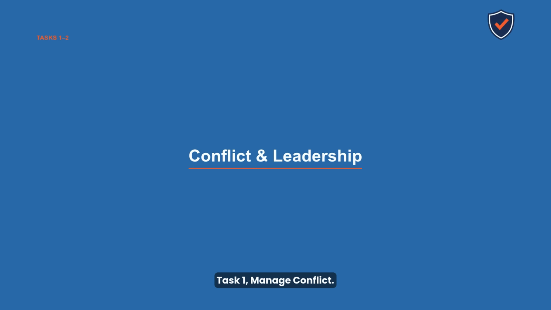Task 1, Manage conflict. The exam tests three things: identifying the source of conflict, analyzing the context, and choosing the right resolution strategy. The 5 strategies are collaborate, compromise, smooth, force, and withdraw. Collaborate is almost always the best answer. Withdraw is almost always wrong.